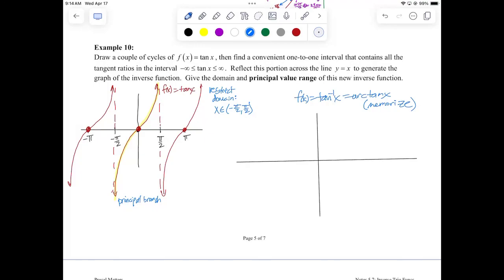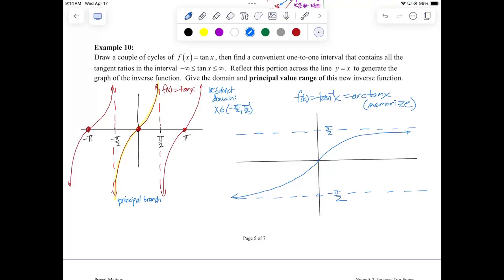So your vertical asymptotes at negative pi halves and pi halves turn into what? Horizontal asymptotes at positive pi halves and negative pi halves. So we'll draw those first. Those are guidelines. It's going to remain an increasing function. It's going to look like this. It's going to do that. There's the graph of inverse tangent.